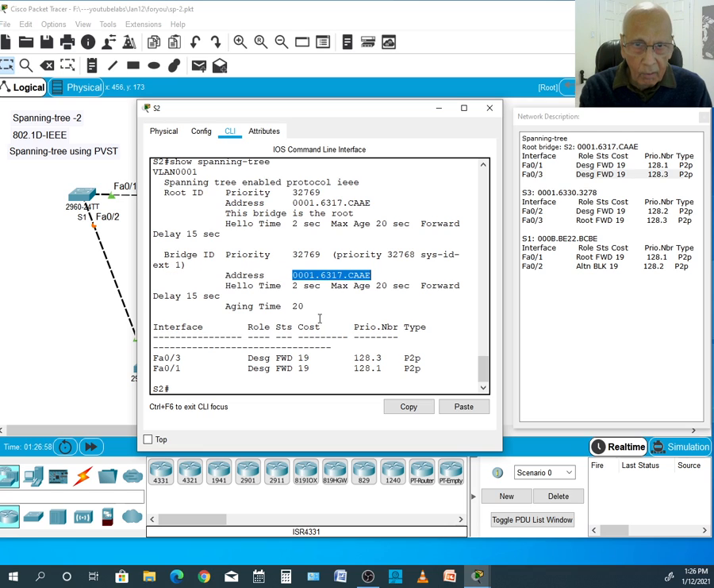That's number one. Number two, you check the roles and the states. All the roles on a root bridge are designated ports, which means they are in a forwarding state.